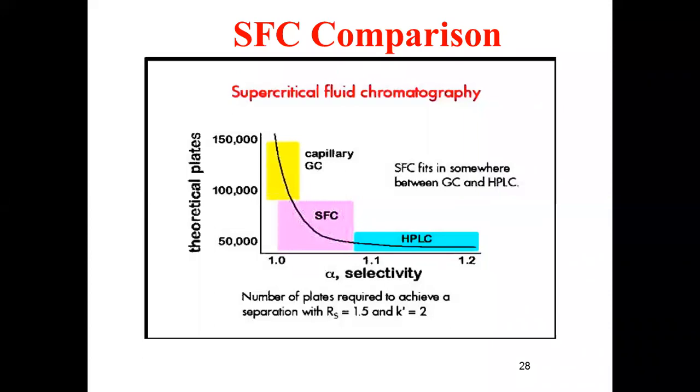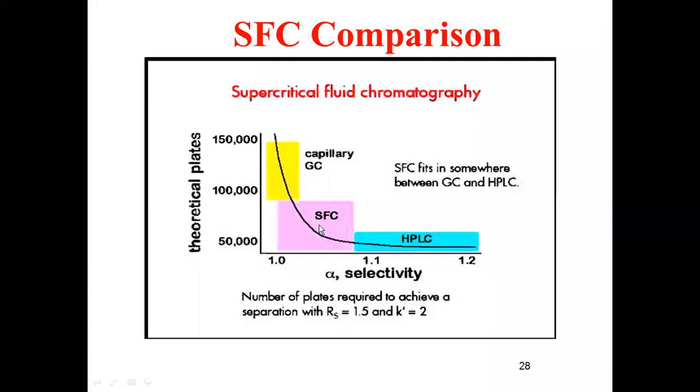And you can compare the supercritical fluid chromatographic technique with the capillary gas chromatographic technique and the HPLC technique with respect to alpha, meaning the selectivity, and the capacity factor. So you can see by means of this particular plot that when we expect a resolution of 1.5 and a capacity factor of 2, how many theoretical plates we are going to obtain in supercritical fluid chromatography.